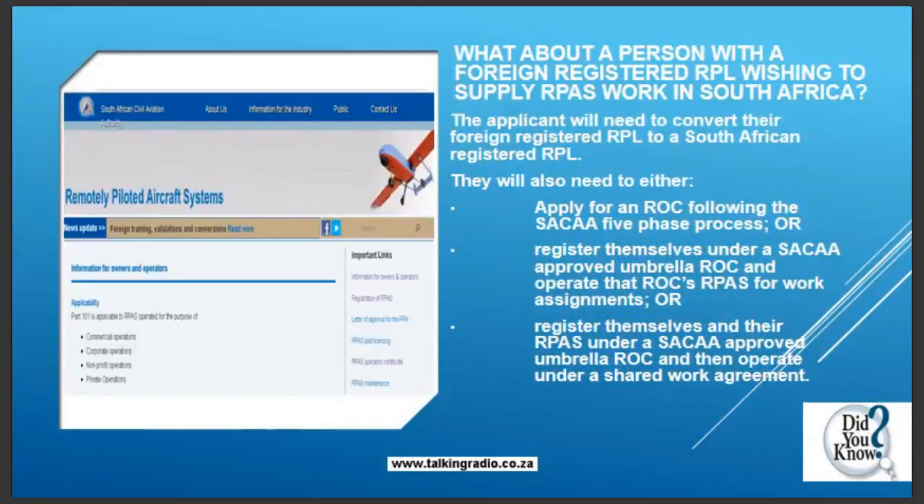What about a person with a foreign registered RPL wishing to supply RPAS work within South Africa? First of all, the applicant will need to convert their foreign RPL to a South African registered RPL. Secondly, they will also need to do either of the following: apply for their own ROC following the CAA 5-phase process, or register themselves under a CAA-approved umbrella ROC and operate that ROC's RPAS for work assignments, or register themselves and their own RPAS under a CAA-approved umbrella ROC and operate under a shared work agreement.